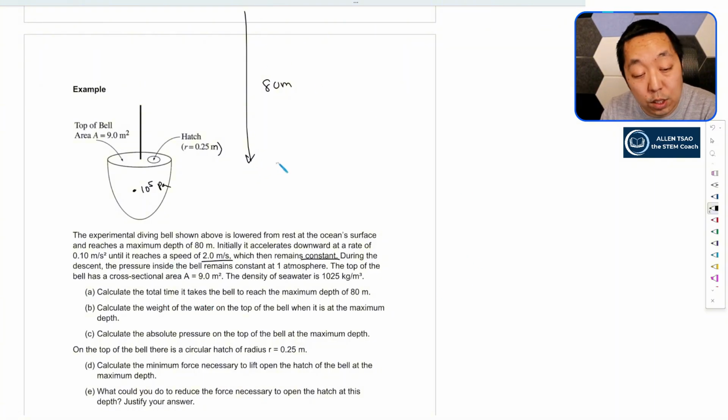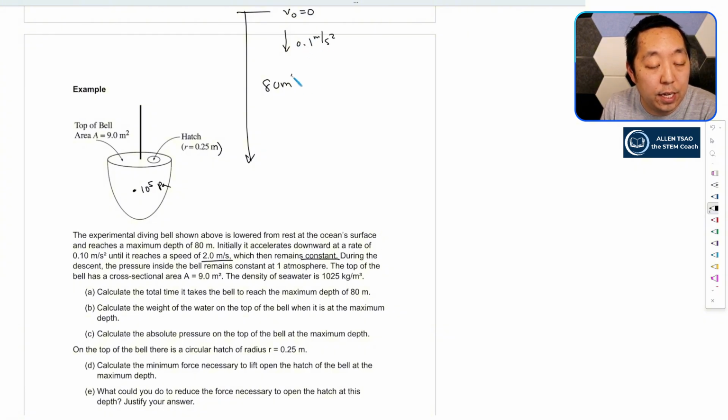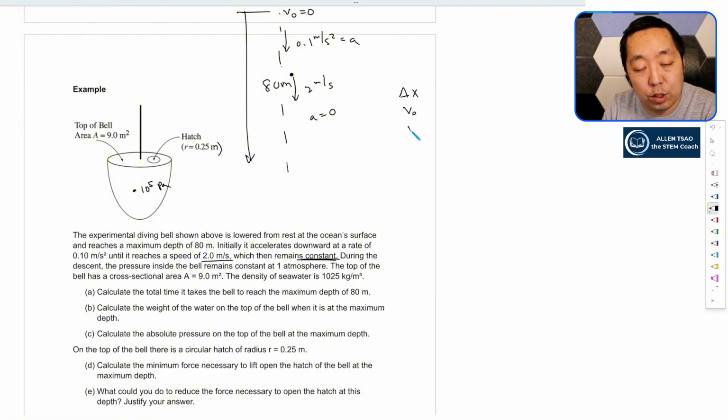Okay, so the first part is a kinematics problem here. We're going to start with a velocity of 0 here. It's going to accelerate downwards at 0.1 meters per second squared. And then it's going to be going at 2 meters per second. And then the rest of the time, the acceleration is 0 because it's constant. So we have to think of it as, because the acceleration is changing between the two parts of the motion, from here to here and from here to here, we have to split it into the first half of the motion. Because remember, our kinematic equations only work when the acceleration is constant.